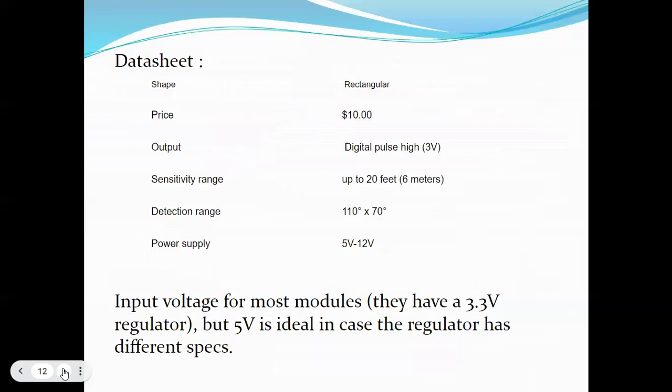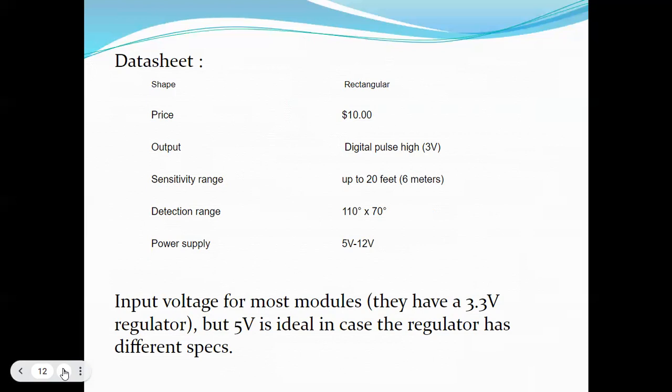They are very inexpensive, with a price of approximately $10 each, and they are very durable. Output signal is about 3 volts, and this is a DC signal. Sensitivity range of the PIR sensor is about 6 meters. It has a detection range of 70 degrees to 110 degrees, depending upon the models. There are different models available in the market.